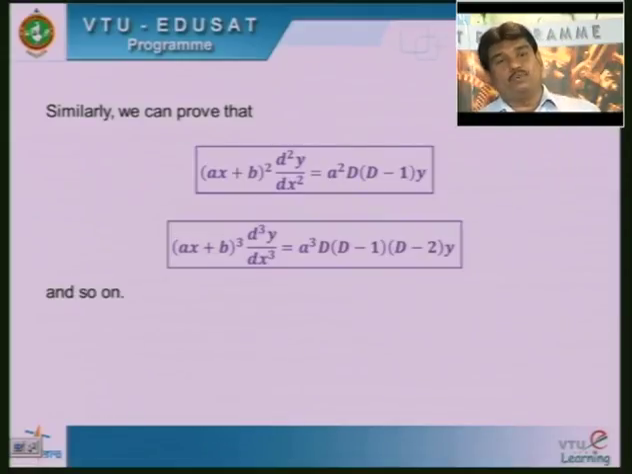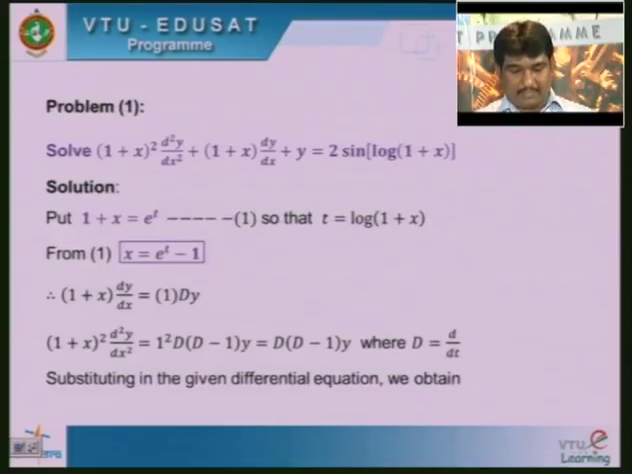We can easily prove that ax plus b whole square into d square y over dx square reduces to a square into D into D minus 1 into y, and ax plus b whole cube d cube y by dx cube becomes a cube into D into D minus 1 into D minus 2 into y. The only extra parts are a square and a cube on the RHS, which we get when we differentiate ax plus b. We get a there. That is the extra part.